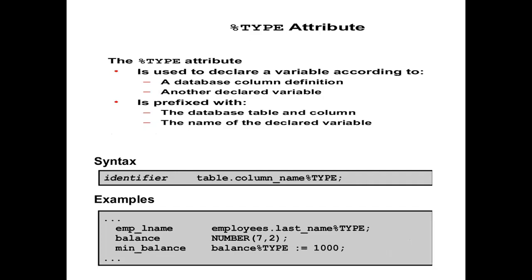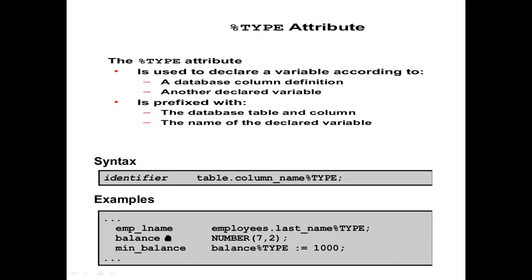For example, there is a column called employee name or last name in the employee table. You don't remember what data type you have given to that particular column. Then you can simply make use of this percentage type attribute. In the PLSQL program, whatever data type you assigned while creating the employee table, the same data type will get assigned to your program variable. This is the biggest advantage in this PLSQL program.